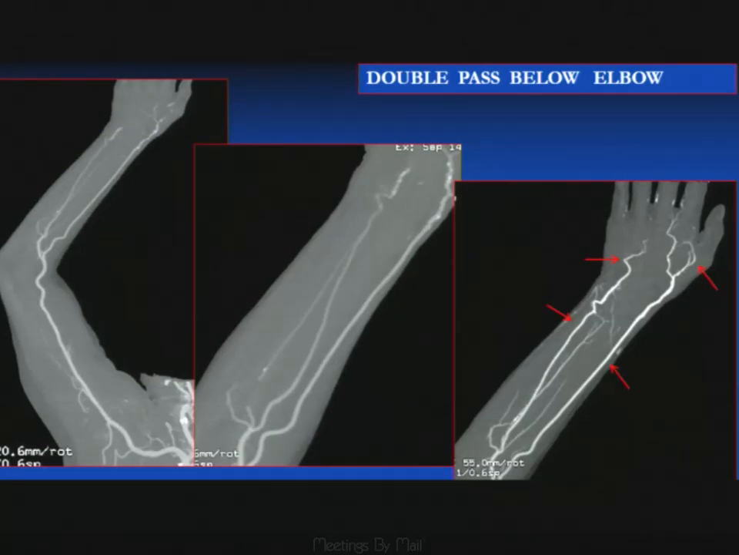We also, as we do in the lower extremities in CT angiography, do a double pass in the upper extremities, so that we will do a first circulation down to the hand and then come back to the wrist, to the elbow, and then do a second circulation from the elbow to the wrist. And that can help when you're looking to demonstrate vessels beyond the palmar arches.